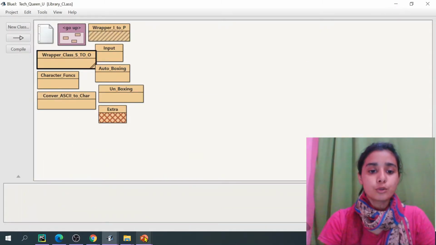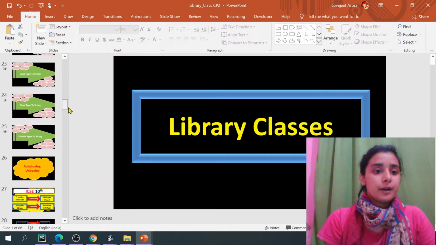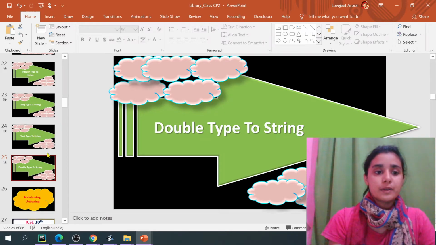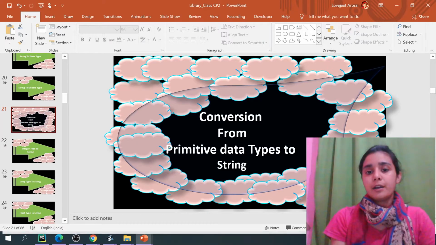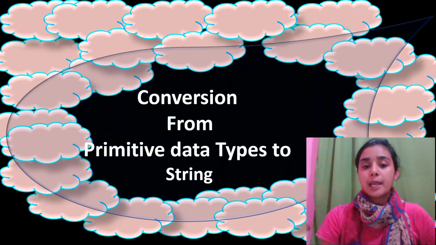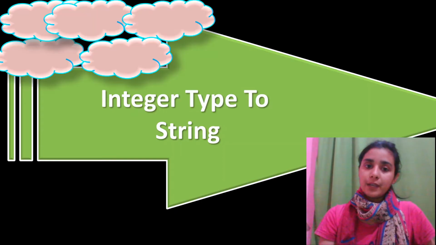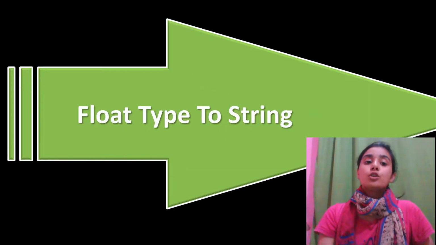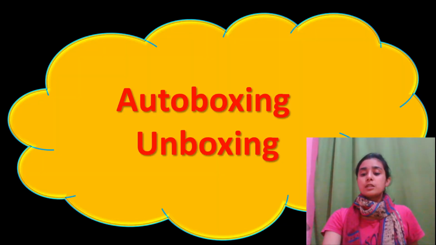Now moving back to the slides. Here are our slides. Till here we have done the conversion. Now we want to do vice versa, meaning primitive data type into string. So integer type to string, long type to string, float type to string, then double to string. This we will do now.